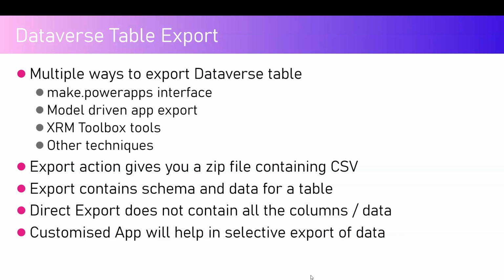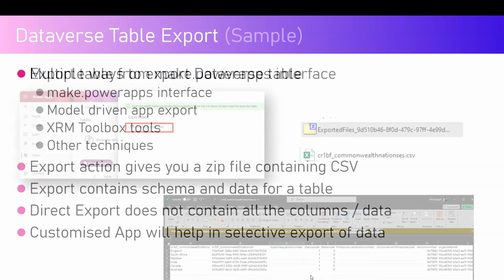The export action basically gives you a zip file containing CSV records. Okay, the export contains schema and data for a table. Direct export does not contain all the columns or data. So what happens when you use the make.powerapps interface and then you start exporting the data, it will not contain all the columns or data which is required by you. Then the alternative for that is maybe you need to provision a model-driven app or pick up specific columns for your model-driven app, and then you can selectively export the data.